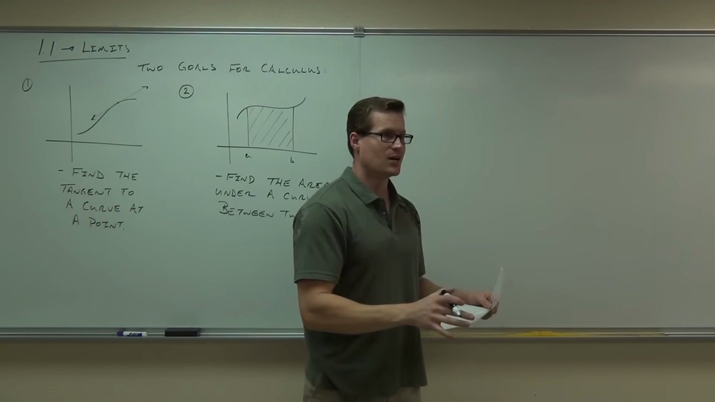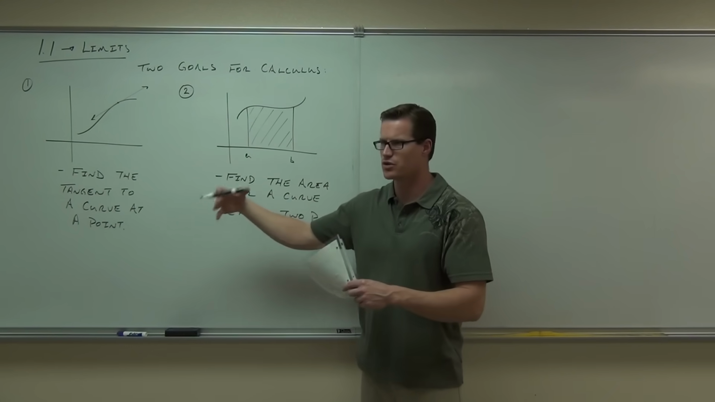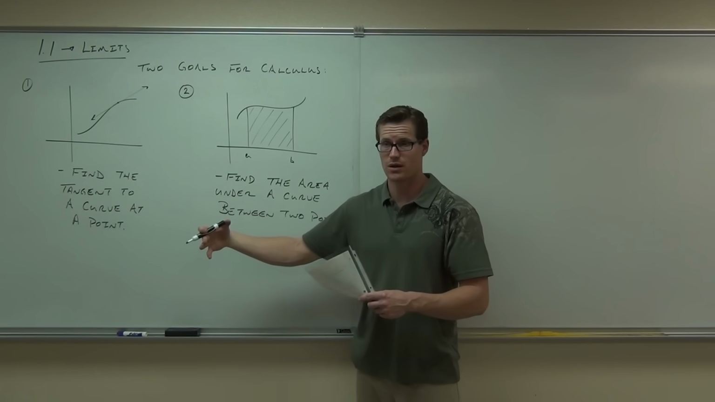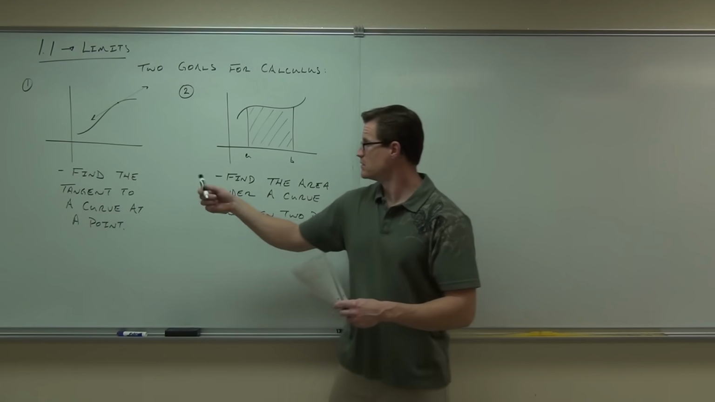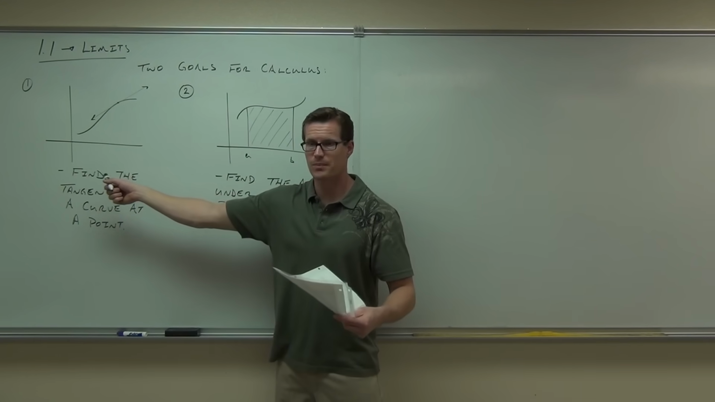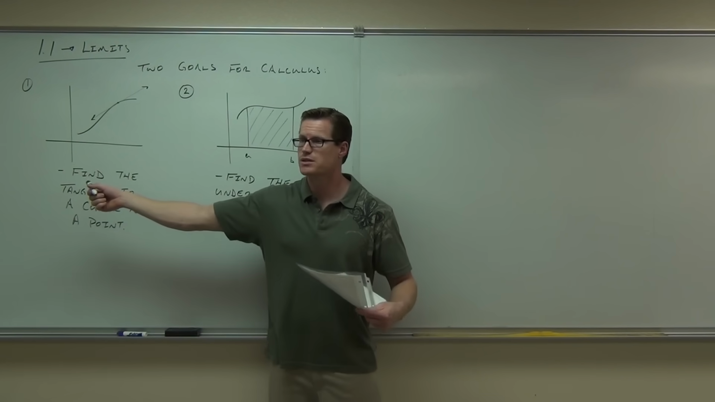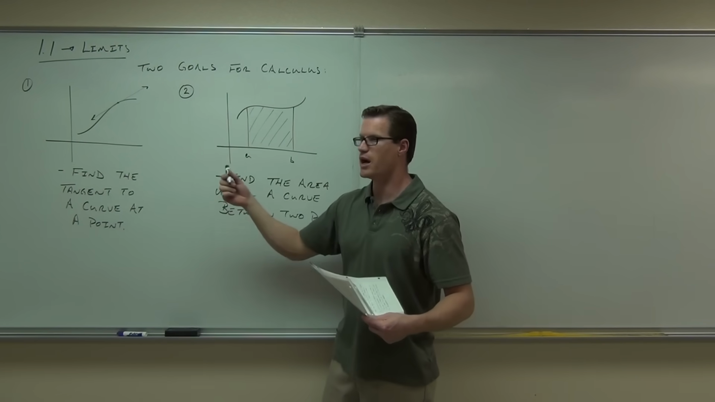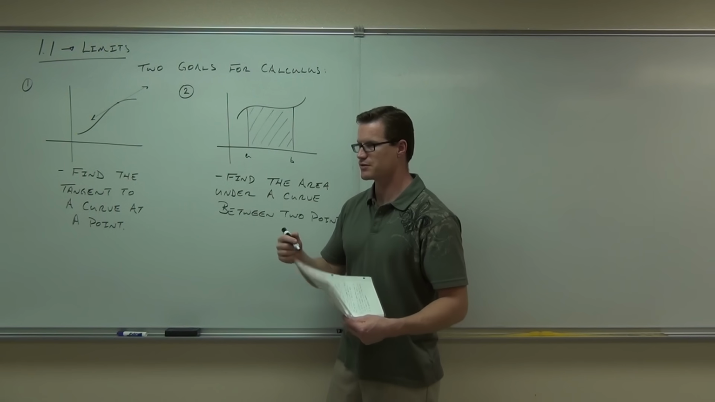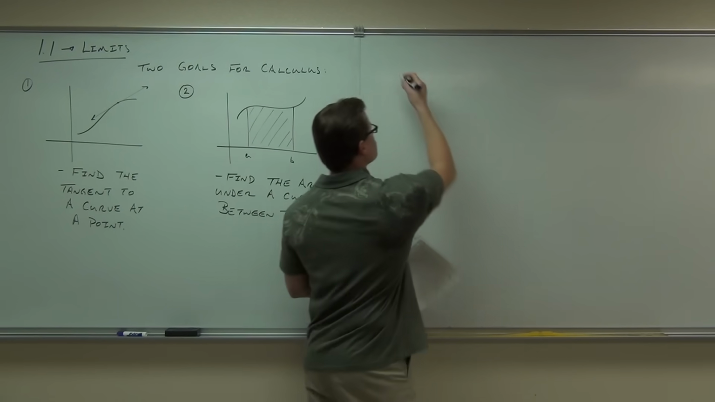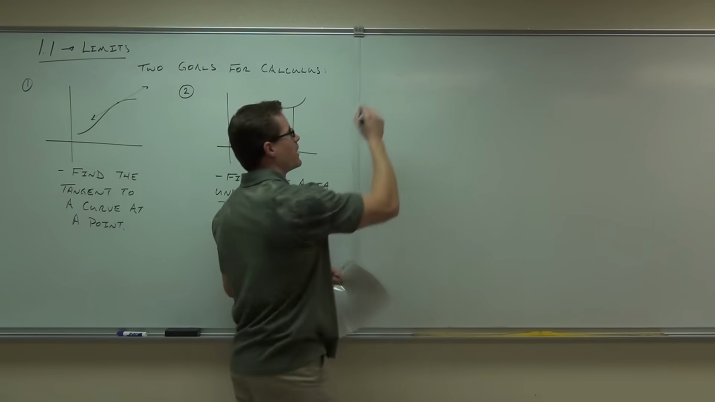Are you ready? Do you have any questions on the goals of calculus? Do you understand what the goals are? The goals are: A, find the tangent or the slope of a curve at a point. That's what we want to do. Goal number 2, after we finish this, we're going to move on to find the area under a curve between 2 points. Very cool ideas. So, let's work on the tangent problem right off the bat.